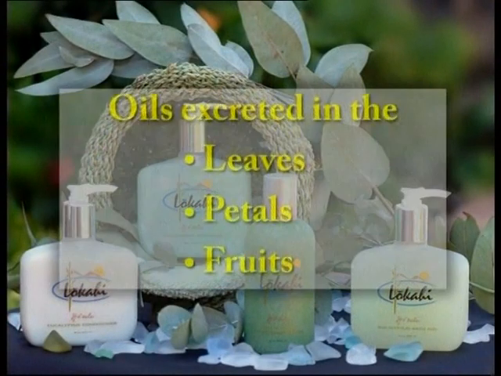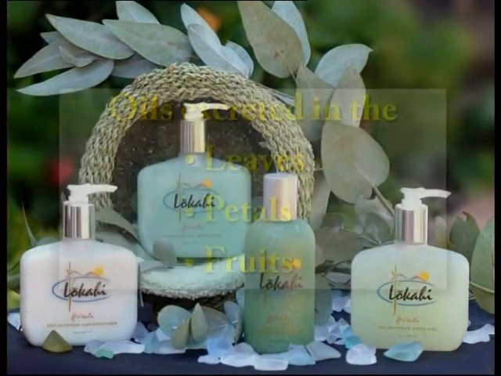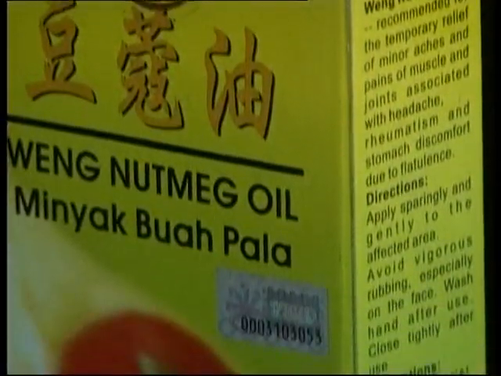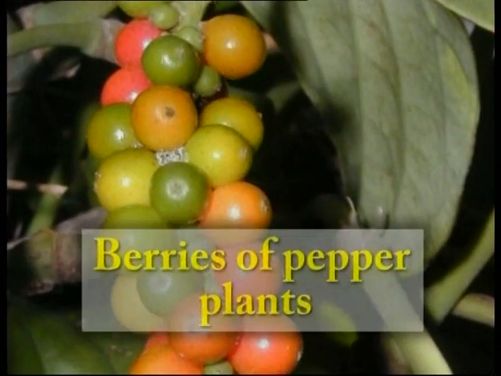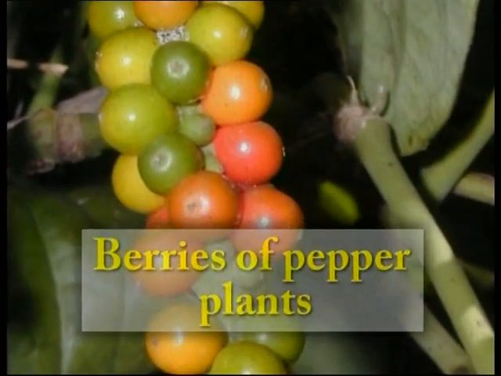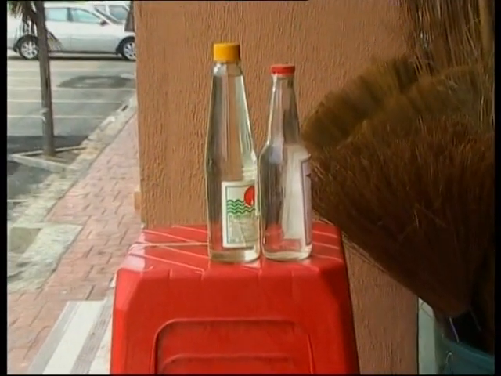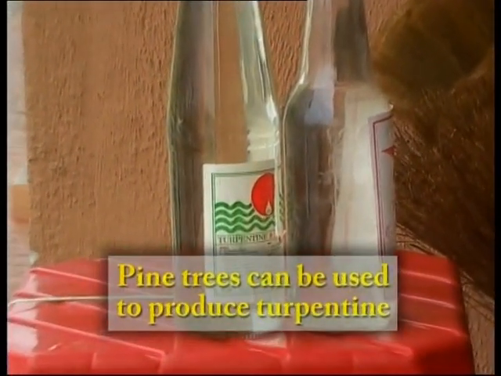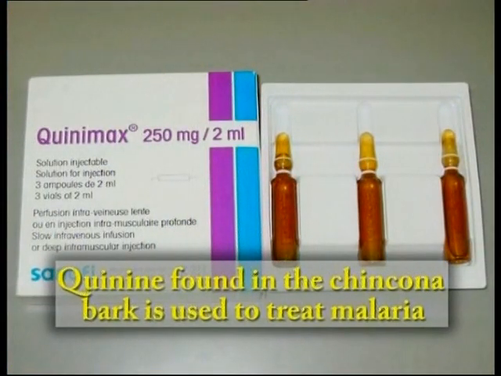Oils excreted in the leaves, petals, and fruits can be used for making eucalyptus oil, tea oil, camphor oil, nutmeg oil, and cooking oil. Pepper from the berries of pepper plants is used in food flavoring. Turpentine, used in paints, comes from the trunk of pine trees. Quinine, for example, found in the cinchona bark, is used to treat malaria.